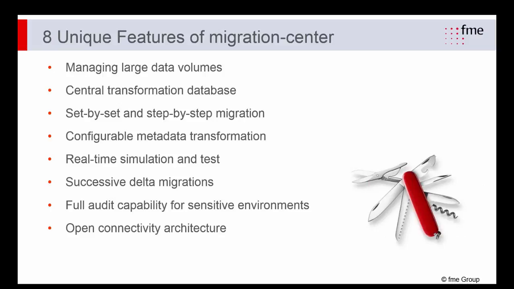And last slide here, and then we'll open it up for some questions. This is just a summary of the unique features of Migration Center. We're kind of that Swiss Army knife, having a variety of capabilities: managing large data volumes, having a central transformation. Migration Center has a core database where all of the intelligence lives. We have a repeatable process flow for how we go about data migration.